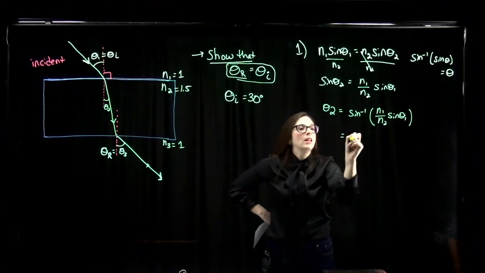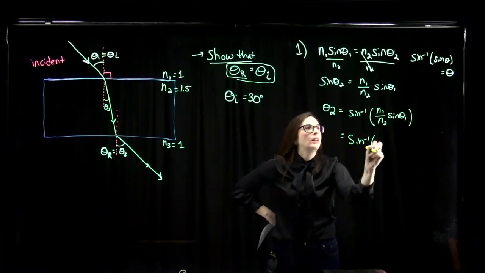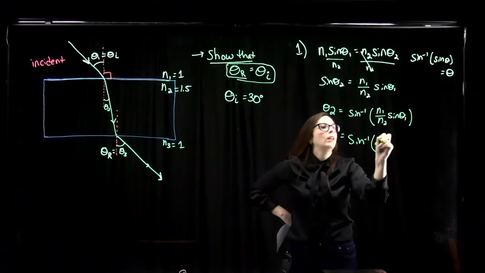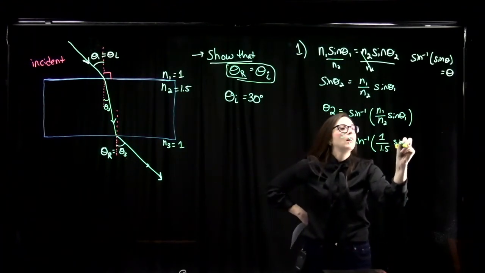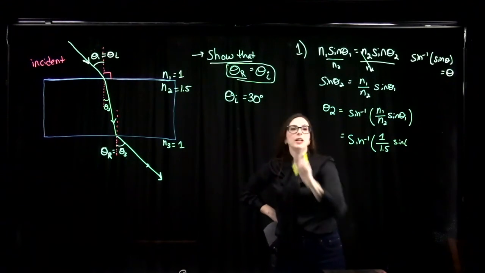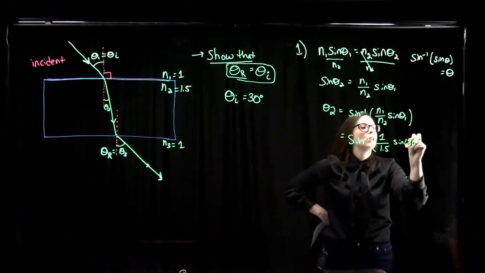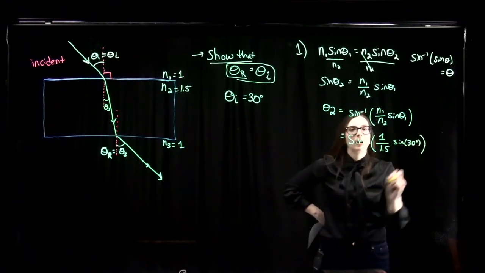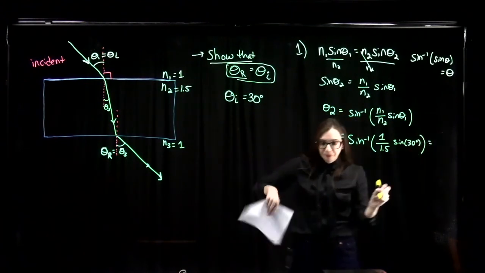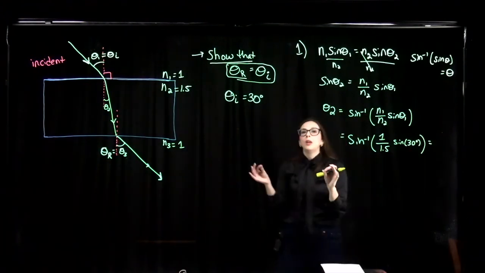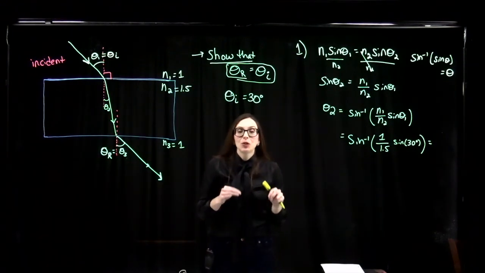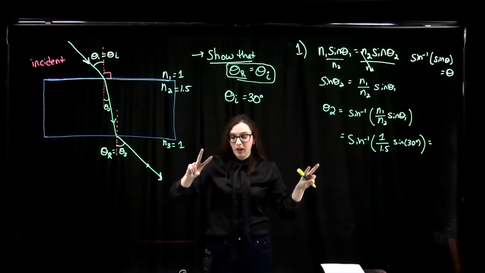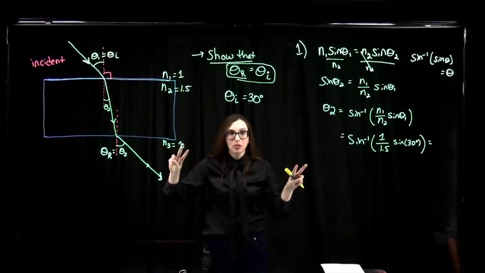Okay, so theta 2 is the inverse sine of N1, which is 1, over 1.5 times sine of my angle 30 degrees. That's my incident angle. That's also what we call theta 1 here. Okay, so in order to do this, you need to do two things with your calculator. Oh, there's two options for you.